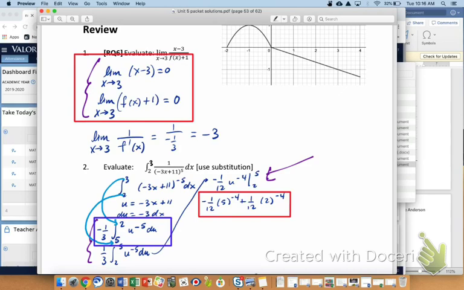Good question. Others, what else can I do to help? Questions 1 and 2. We'll get to 3 in a second, of course, but questions 1 and 2.